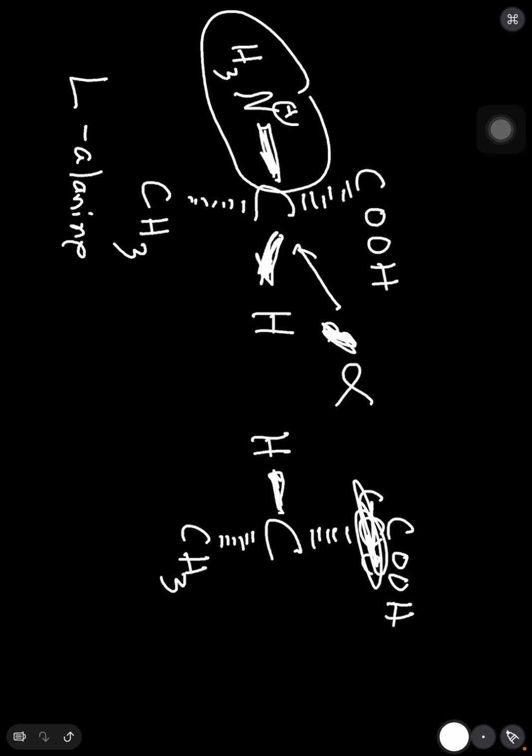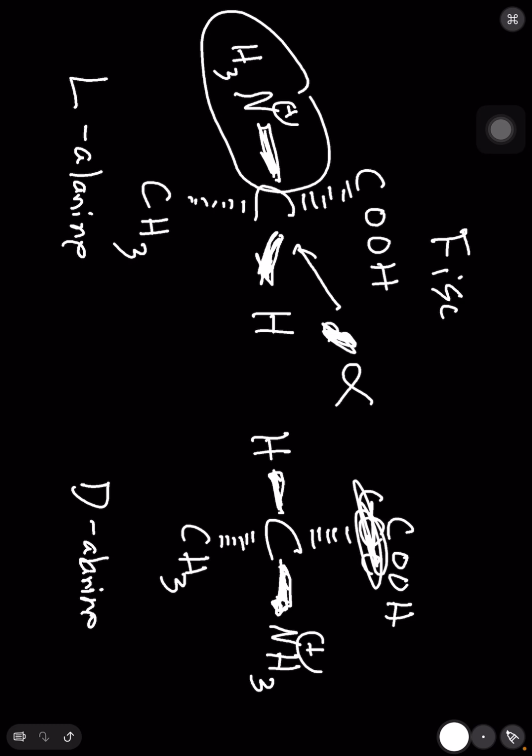If it's the opposite, like this, that would be D-alanine. Okay, these are called Fisher projection formulas. And there's actually more than one way to draw these Fisher projection formulas. This is just one way, but it works really well whenever we draw amino acids.